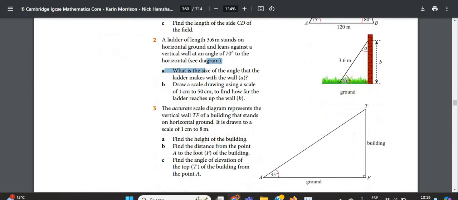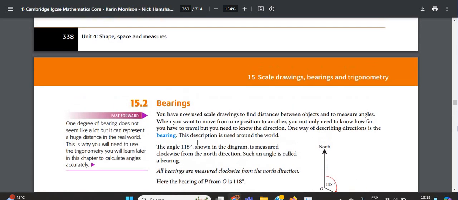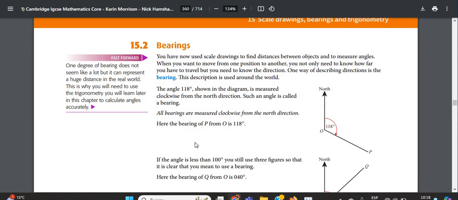Okay, do exercises 2 and 3. And that's it for now. I will send you a video later about bearings for you to work on after the break.